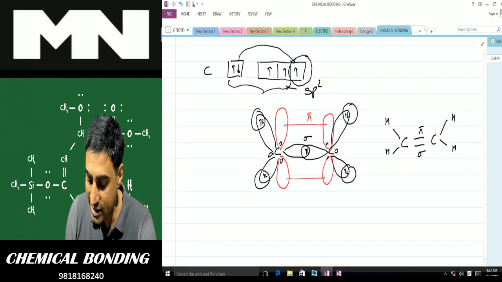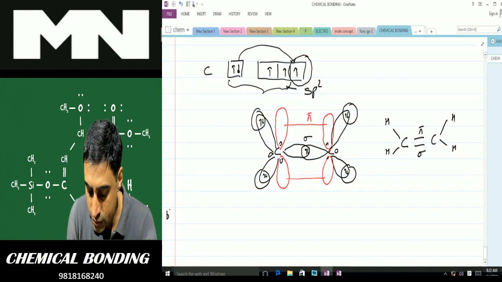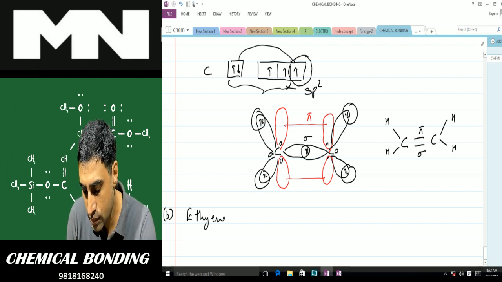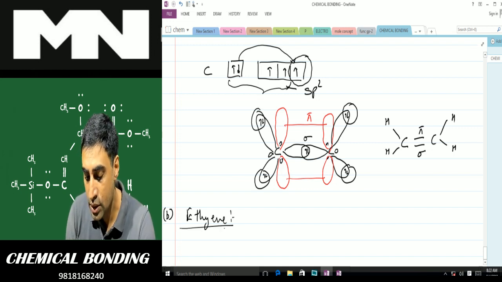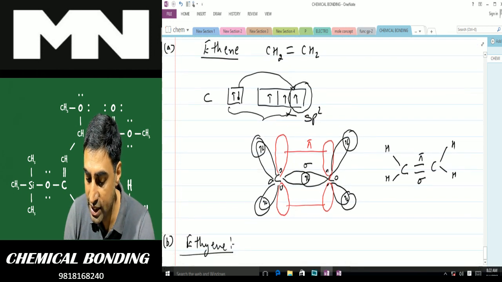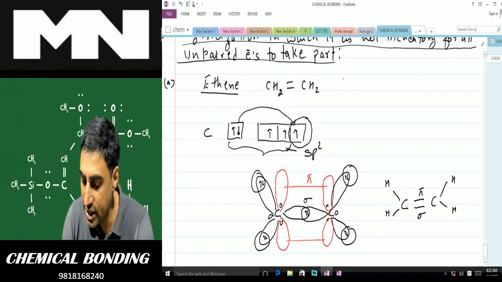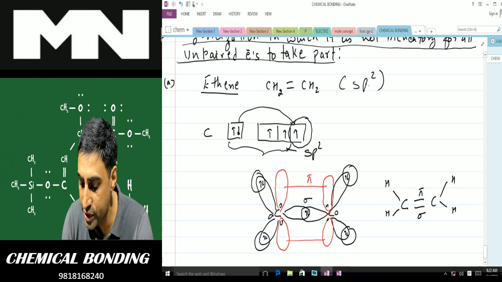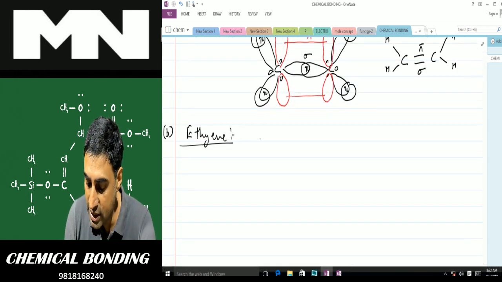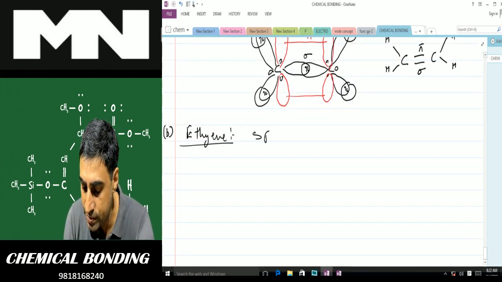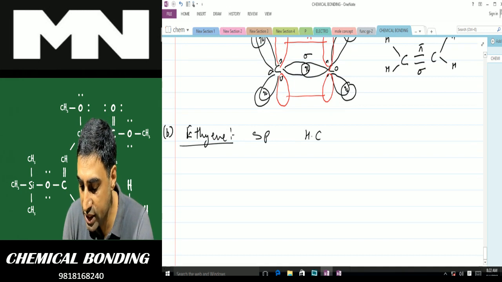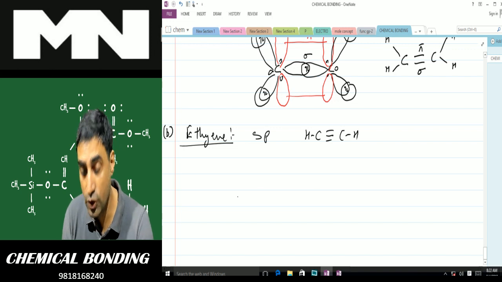Now we'll see alkynes, that is ethyne. Alkyne, I'll show you ethyne. In alkenes, the hybridization is, as I told you, sp2. In alkynes, the hybridization is sp. The compound is CH triple bond CH. We'll see how it is formed.